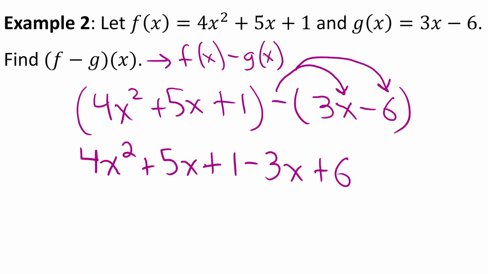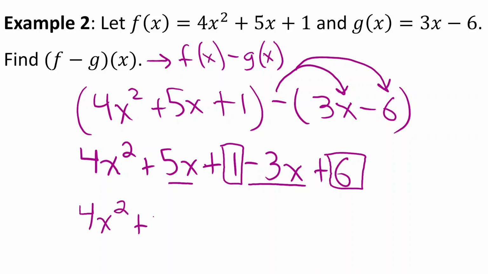Now, at this stage, I would then analyze for like terms, so 5x and negative 3x, as well as 1 and 6. So I would get 4x squared plus 2x plus 7.